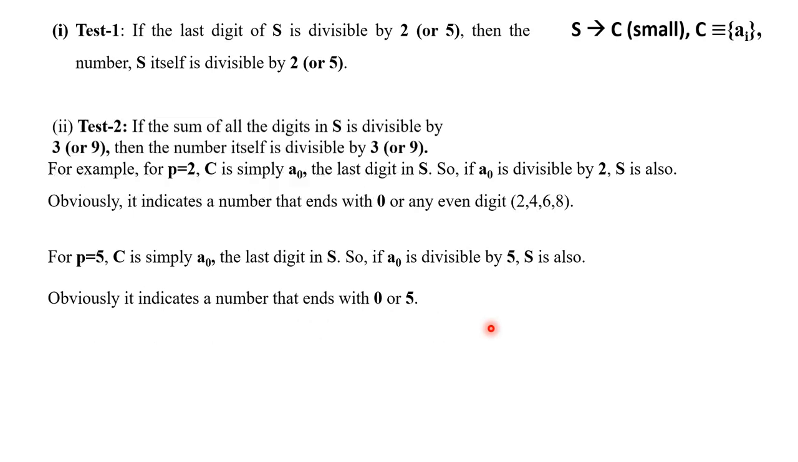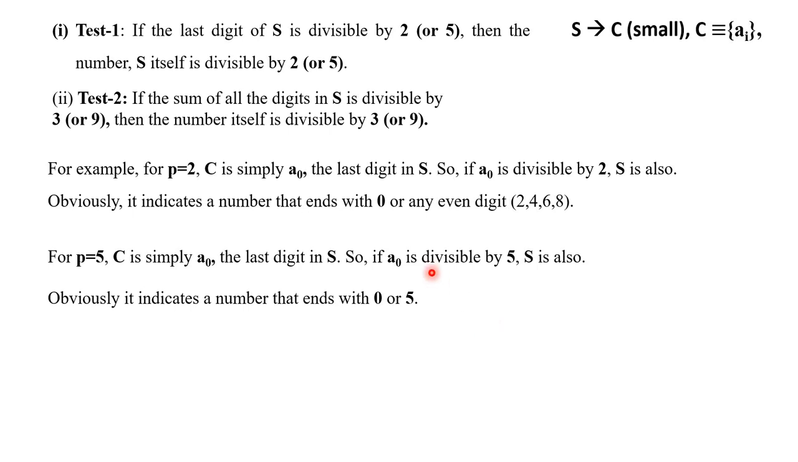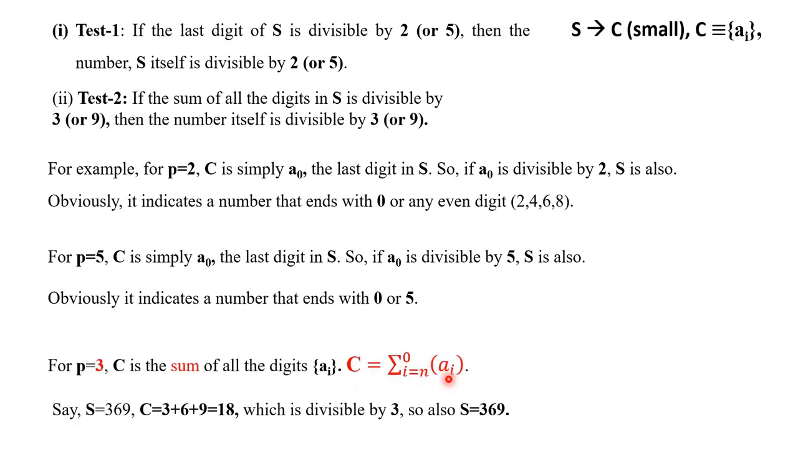Fine. Now rule 2 is slightly different. It tells about the sum of all the digits in S. That means here C is nothing but the sum of the digits of the given number S, that is, the sum over i equal to 0 to n of A_i. So for example, 369: you just add 3 plus 6 plus 9, which is 18, and 18 is divisible by 3, so 369 is divisible by 3. The rule goes like that.